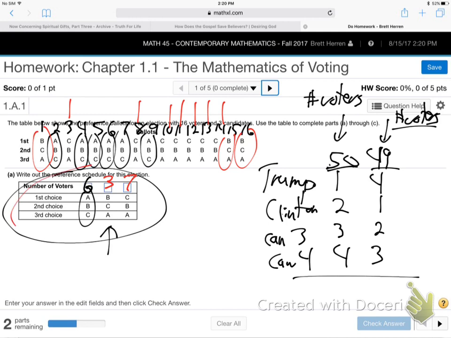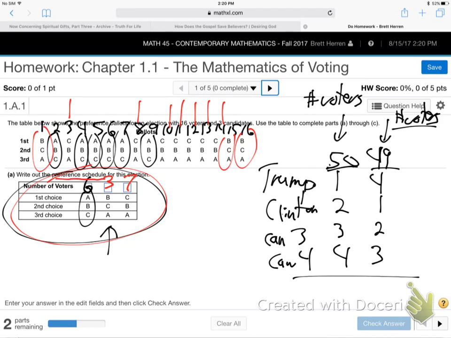So this right here is like a summary of how the voting went. 6 people, A then B then C, 3 people B then C then A, 7 people C then B then A. That's the preference, call that a preference schedule is the technical name, as it says right here.